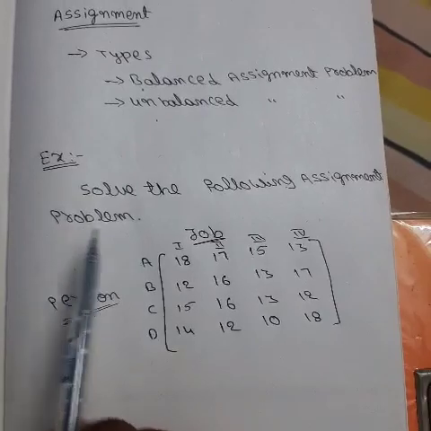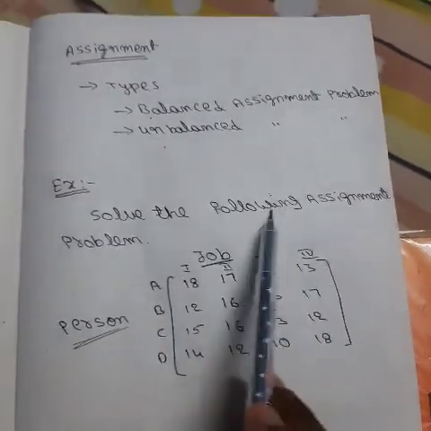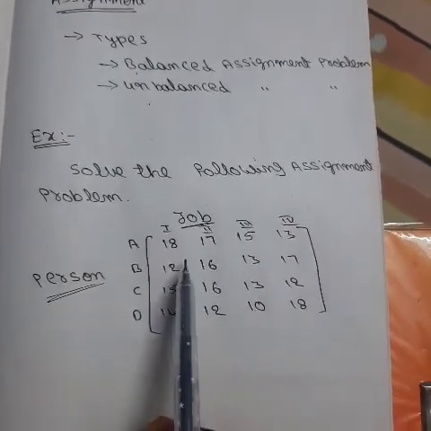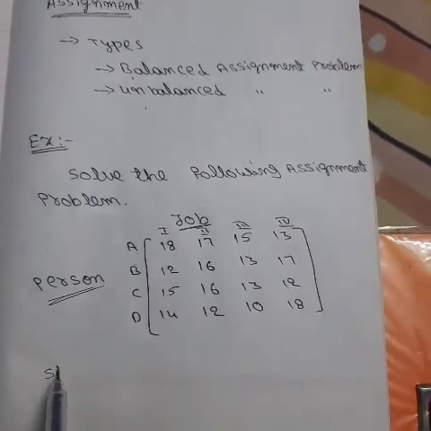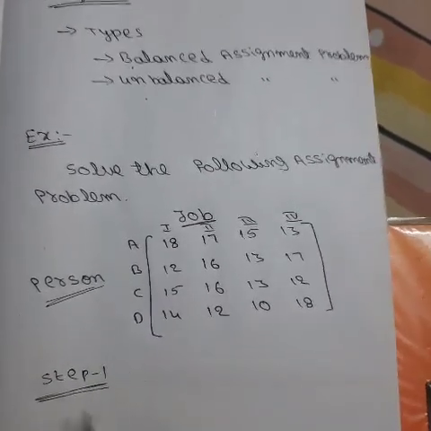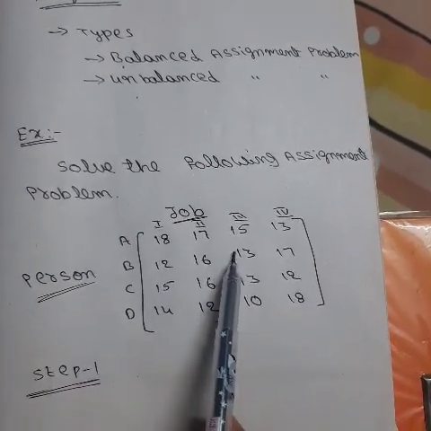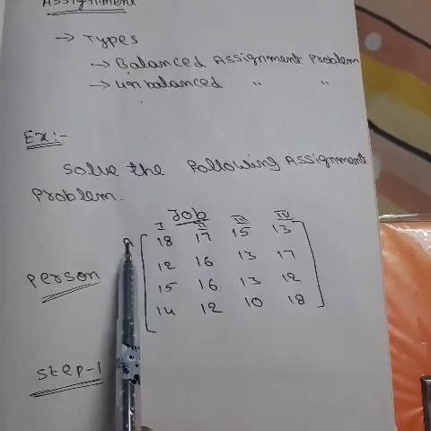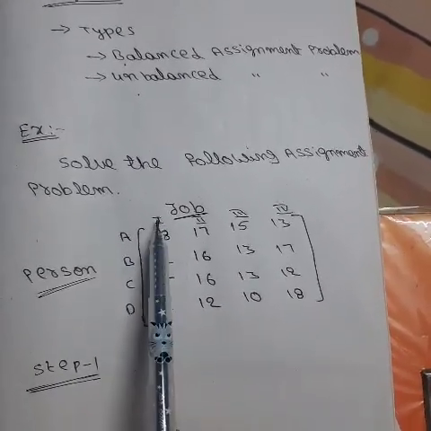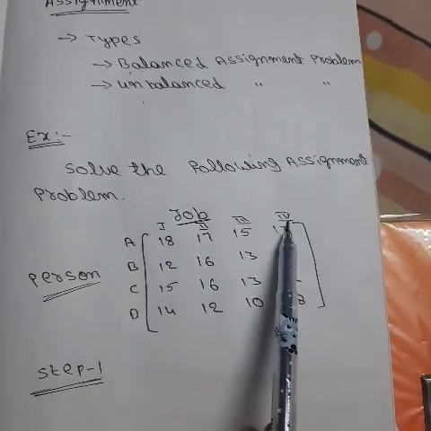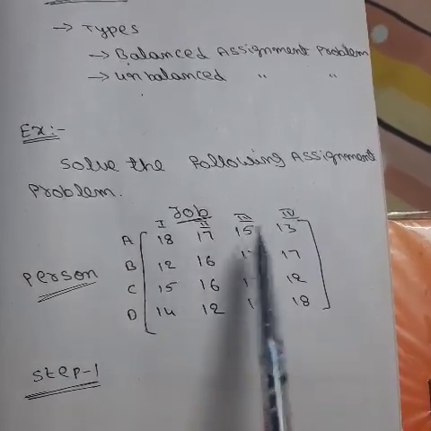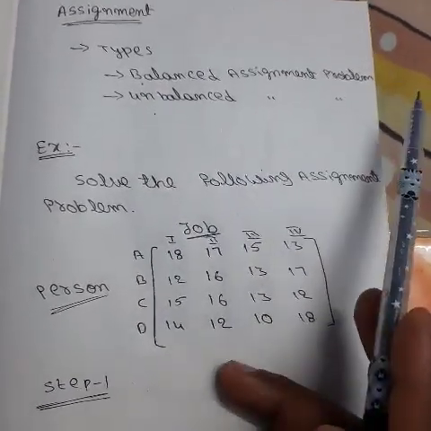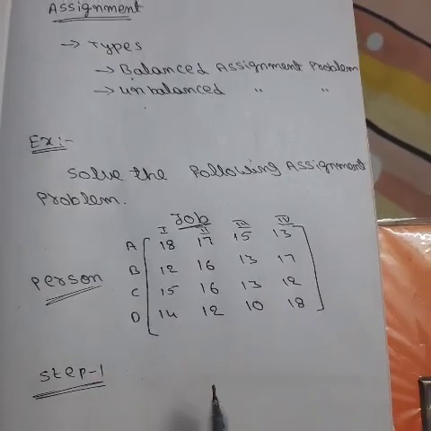Now let us consider an example. Solve the following assignment problem. For this, the first step is to check whether the given assignment problem is balanced or unbalanced. The number of rows is 4 and the number of columns is 4. Since the number of rows is equal to the number of columns, it is a balanced assignment problem. So we can proceed to the next step.